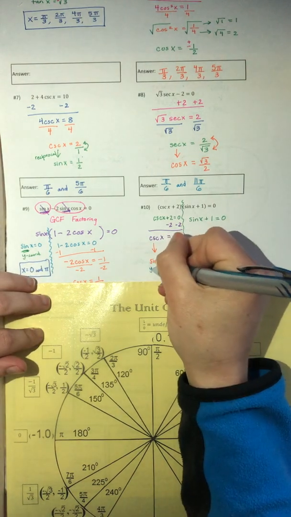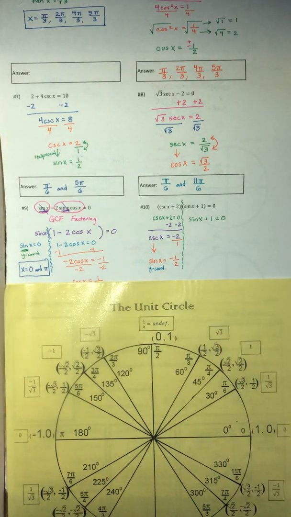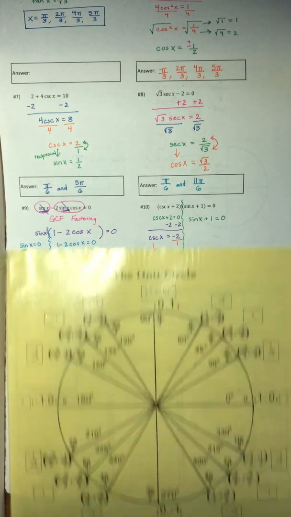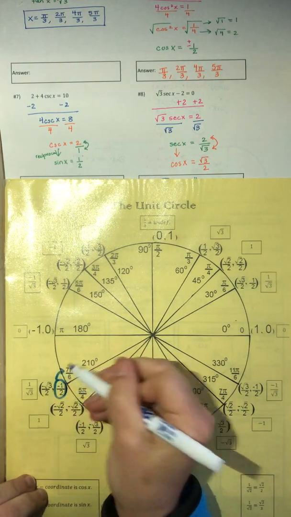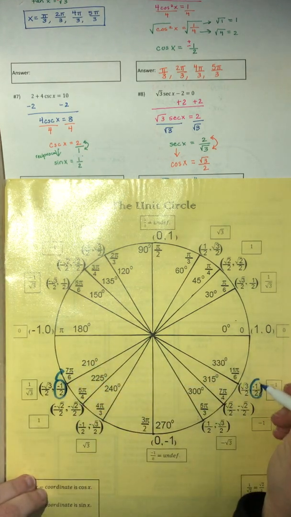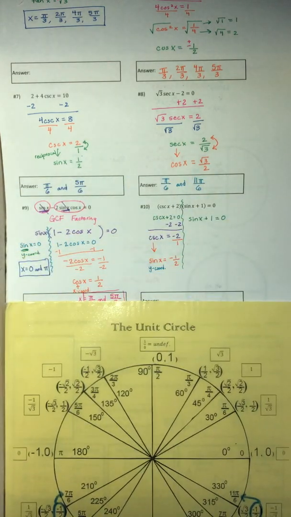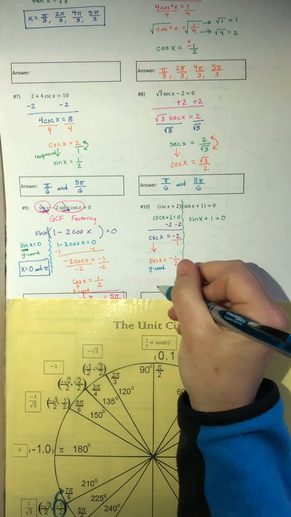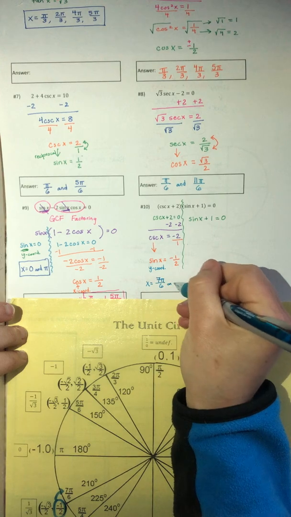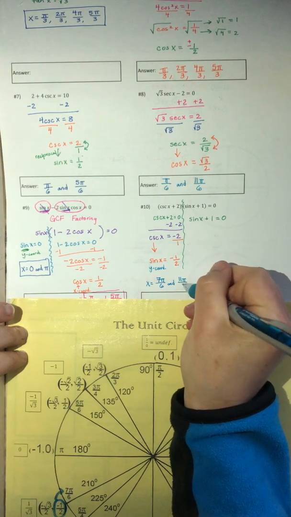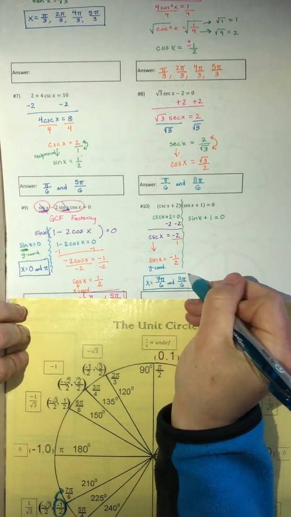Sine is our y-coordinate. Where is our y-coordinate -1/2? That's at 7 pi over 6 and 11 pi over 6. So those are 2 answers for us.